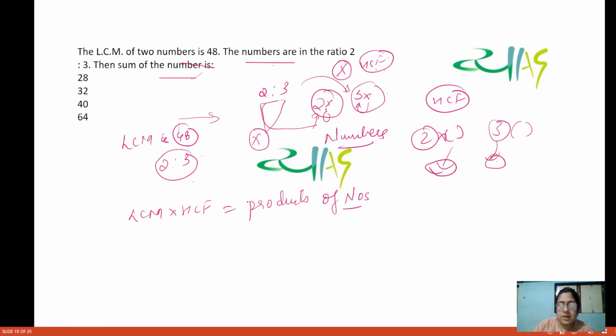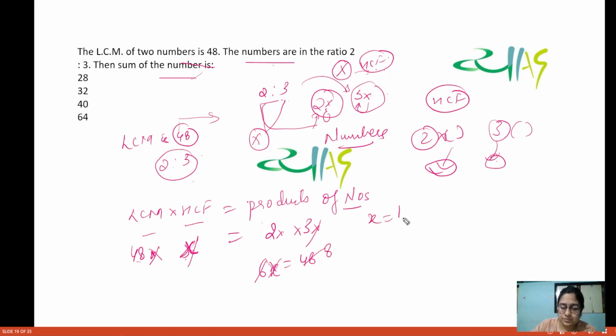I hope everybody is clear with this. Now what I am doing is multiplying HCF and LCM. HCF I have as x, and LCM I have 48. So we have 48 into x, and this I will write as 2x into 3x. So x gets cancelled. We have 6x is equal to 48, so x is equal to 8.